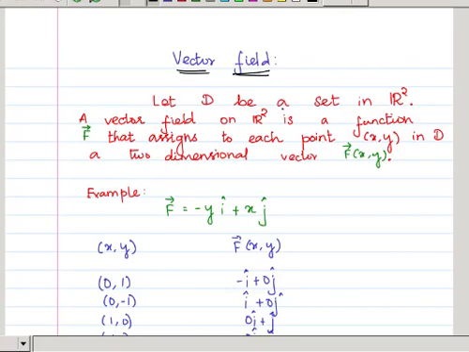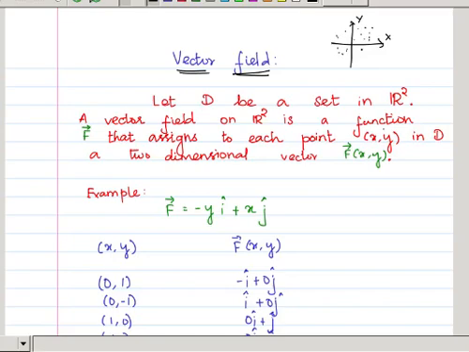Let D be a set in R2, that is, suppose we are in the xy plane. A vector field on R2 is a function, which we denote as f vector, that assigns each point in the domain D a two-dimensional vector f of x comma y. The meaning is, suppose you have the xy plane. Every point is assigned a vector. That type of field is called a vector field.